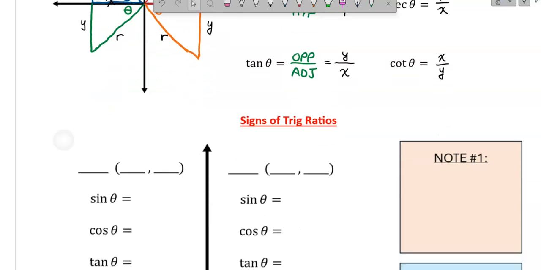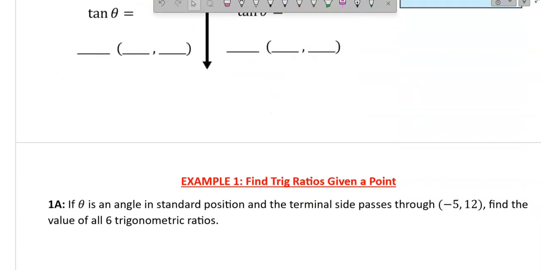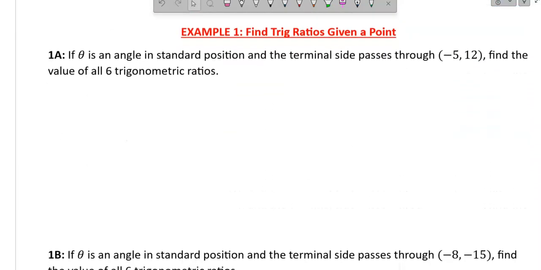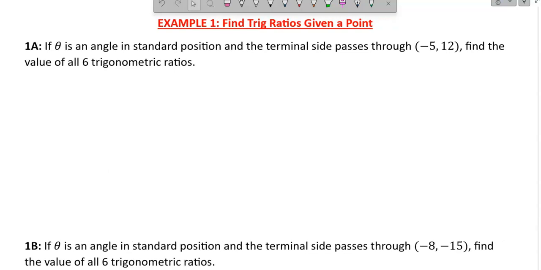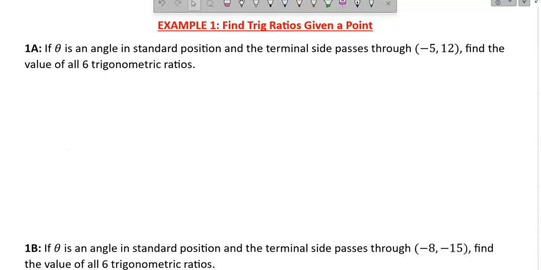So we're going to skip over the bottom part of the notes. We're going to come back to that at the end. Let's look at example 1a. It says, if theta is an angle in standard position and the terminal side passes through (-5, 12), find the value of all 6 trigonometric ratios. So this is always going to lead off with using the coordinate plane. And I want to also note that this point right here is going to be located in quadrant number 2 because it has a negative x value and a positive y value.